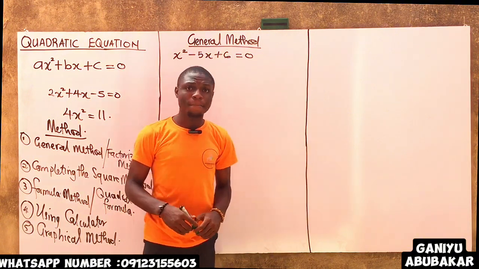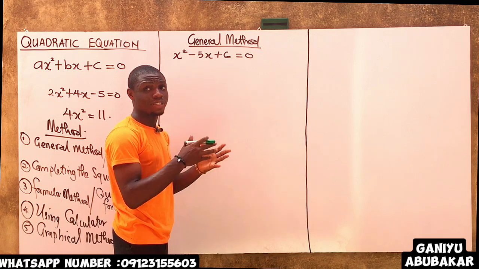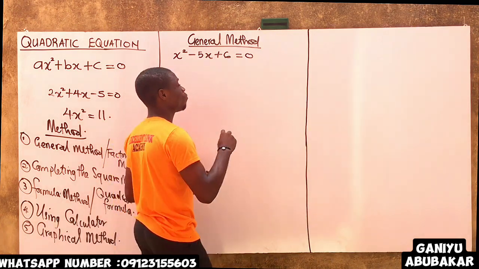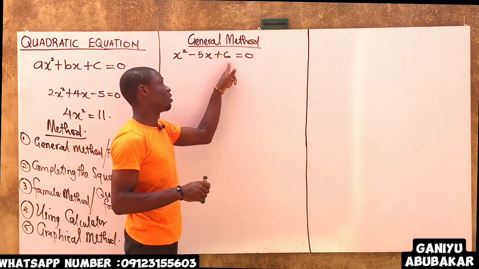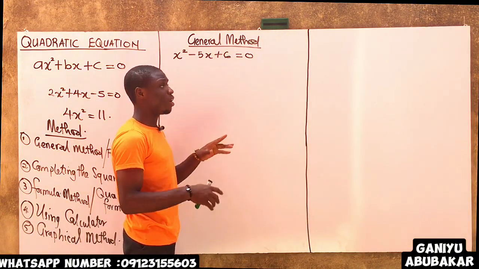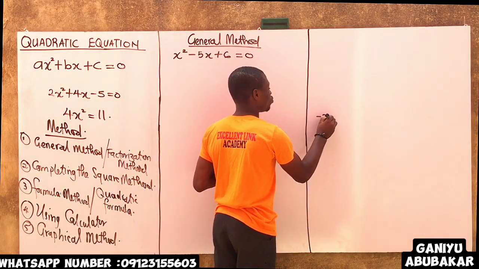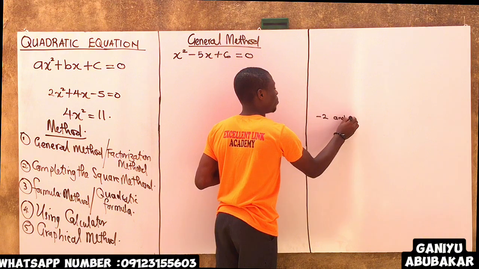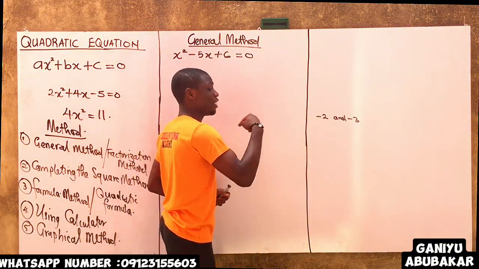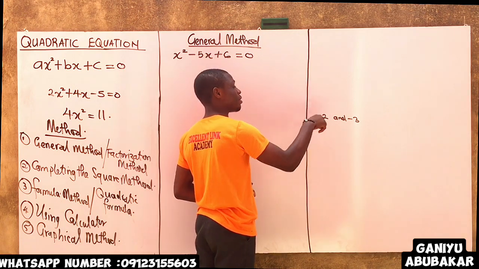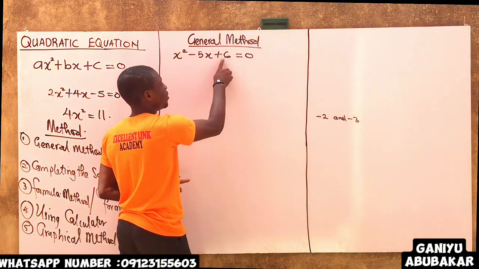So what's the idea behind factorization method? The idea is quite simple. Your first task is to look for two numbers such that if you multiply them together, you have plus 6, and if you add them together, you have minus 5. Of course, my two numbers are minus 2 and minus 3. Why am I picking these? I know very well that minus 2 times minus 3 will give a positive 6.